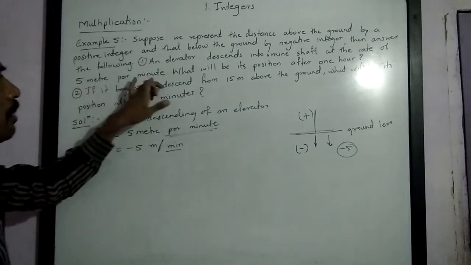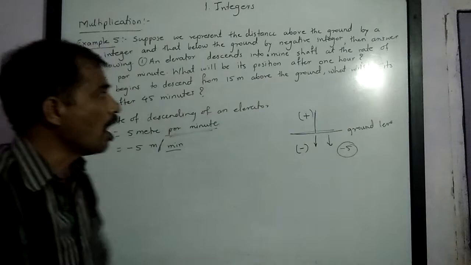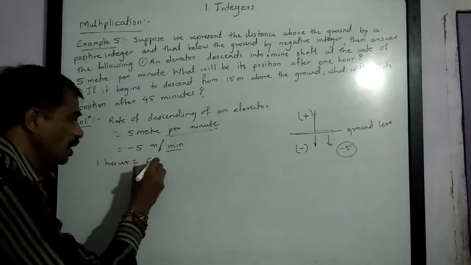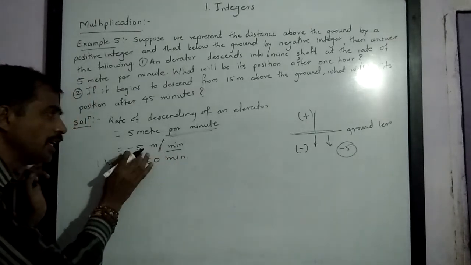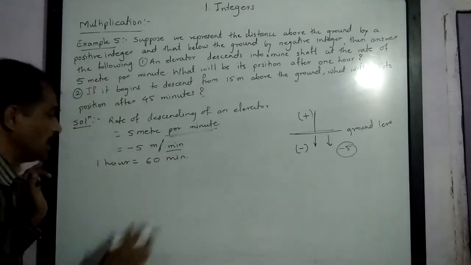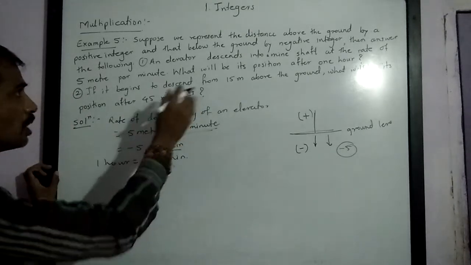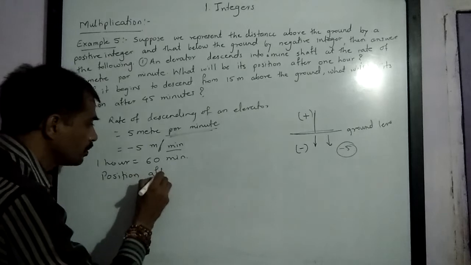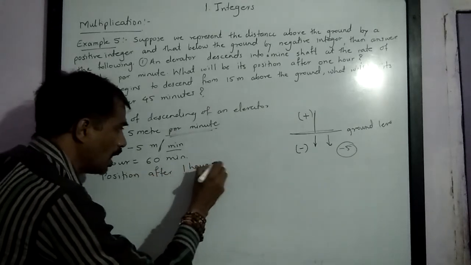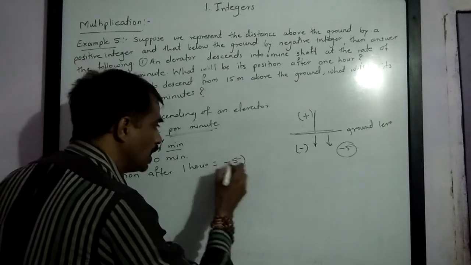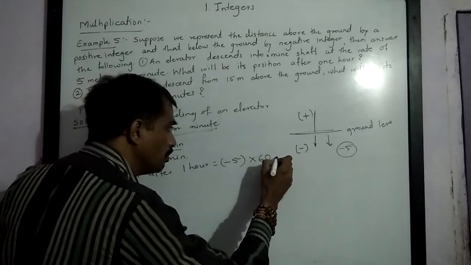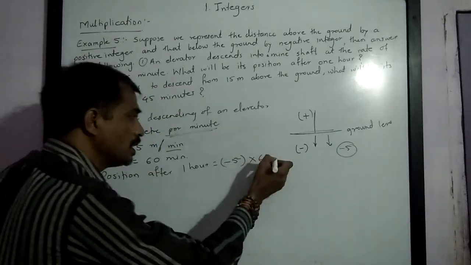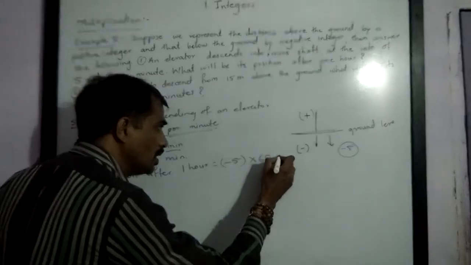Now 5 meter per minute, what will be its position after 1 hour? 1 hour contains 60 minutes. So 1 hour is equal to 60 minutes. And every minute it goes 5 meter down, that is -5 meters. So final position after 1 hour, position after 1 hour is equal to -5 multiplied by 60 minutes. This is meter per minute and this is minutes, so you will get -5 into 60 meters.